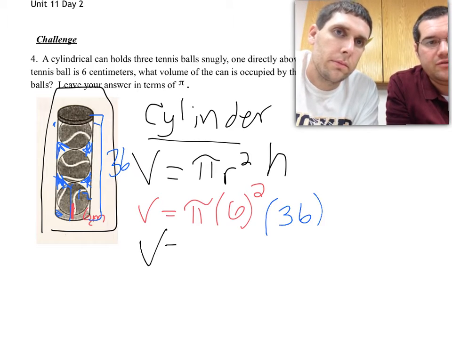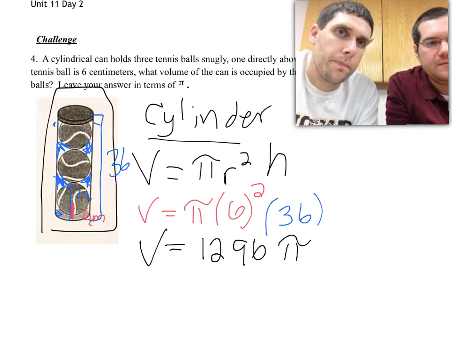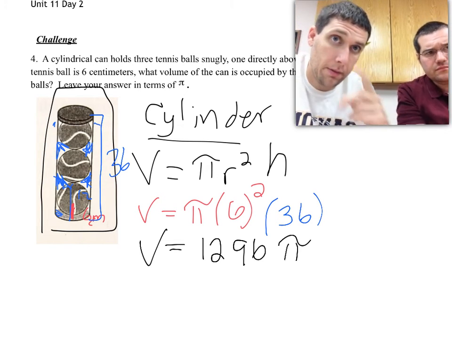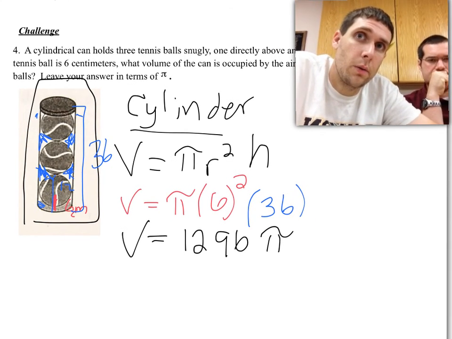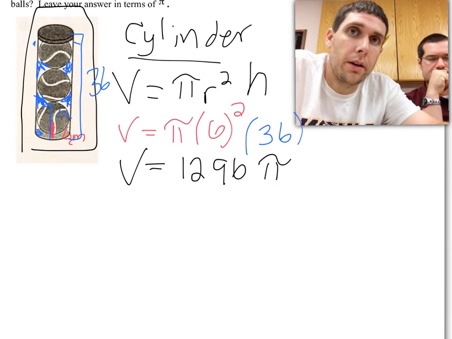You're going to get volume to equal, let's see, 6 squared is 36. 36 times 36 is 1,296, and we're going to leave it in terms of pi. And we don't have to label that with any kind of unit like centimeters cubed yet, because we're not done with our final answer. So we're just going to keep going here.